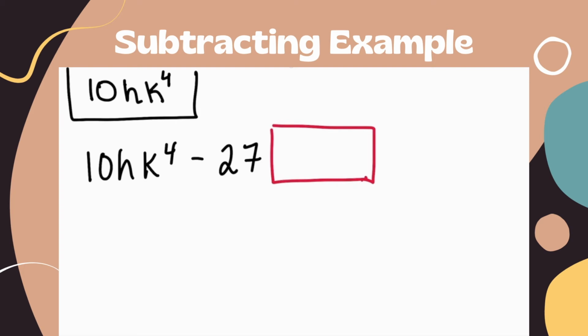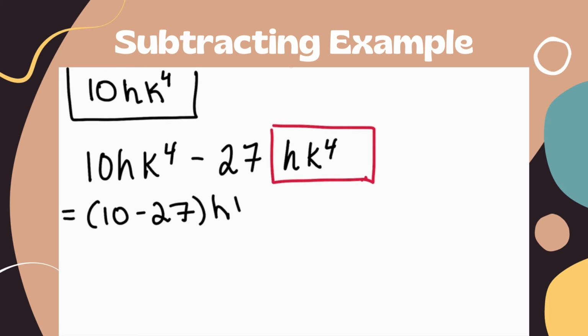So there's only one way, right? There is only one answer for this, and that's because we have to have the same variables raised to the same exponents, so it has to be hk to the fourth power. So 10hk to the fourth power minus 27hk to the fourth power is simplified by combining your coefficients. 10 minus 27 is negative 17, and then you just have your hk to the fourth power.